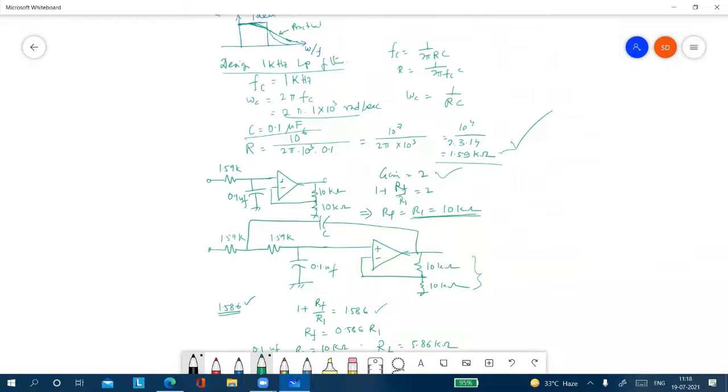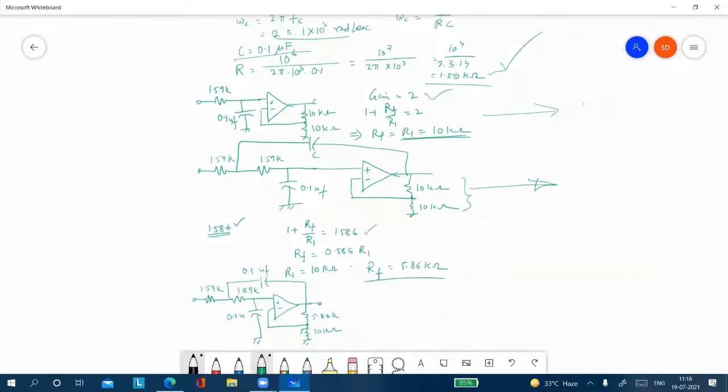Alright, so this is a first order low pass filter of cutoff frequency 1 kilohertz. This is a second order low pass filter of cutoff frequency 1 kilohertz and pass band gain 2. Here also pass band gain is 2. Here this is the Butterworth.